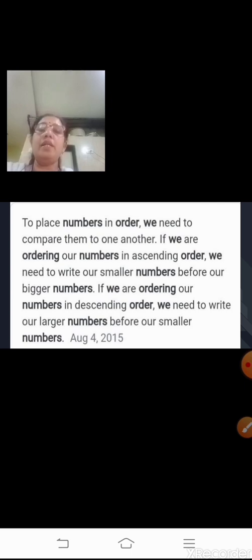To place numbers in order, we need to compare them to one another. If we are ordering our numbers in ascending order, that means you need to write smaller numbers before bigger numbers. That means you are writing numbers starting from the smaller number to the bigger number. At the same time, if we are ordering our numbers in descending order, we need to write our larger numbers before our smaller numbers. That means we will be writing our bigger number first and then the smaller numbers.